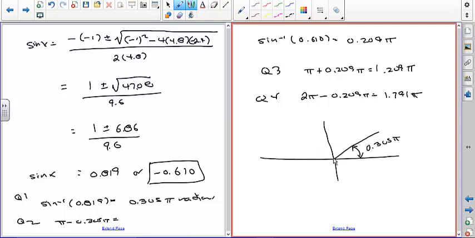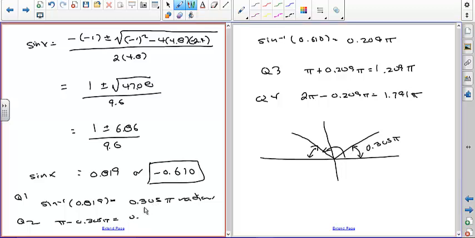Your second quadrant solution is going to have the same angle between the nearest axis and the angle. So this angle here, the total angle is pi. If you take pi and subtract the reference angle, that gives you the angle. So that's the second quadrant solution, which is 0.695 pi.